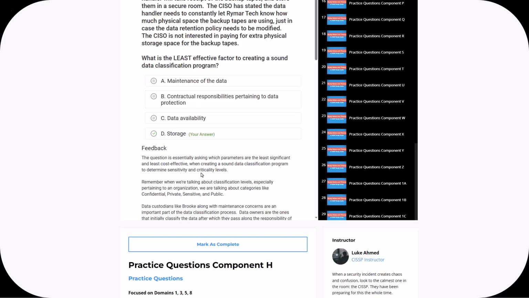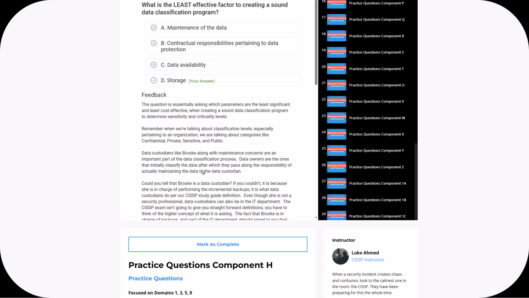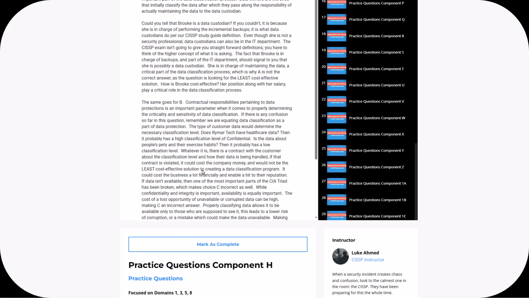So sensitivity, criticality levels, data classification right away. Could you tell Brooke the same goes for B? Contractual responsibility of data is an important parameter.